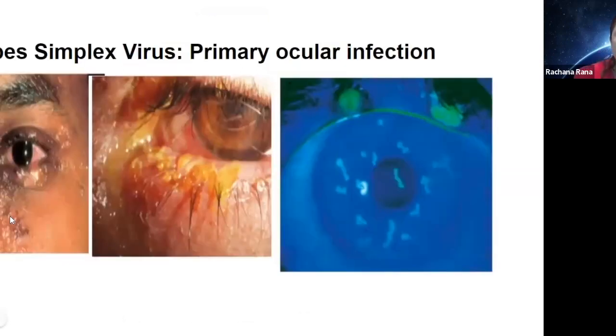So first of all, herpes virus, which is very common in our continent. I think it is also common in other parts of the world. Herpes simplex virus has many ocular findings. In primary ocular infection, as we see in the first picture, there is a very vesicular rash over the skin and also on the lid margins. We can also see lid ulcers, and in the cornea there are dendritic lesions, which have an arborizing pattern.